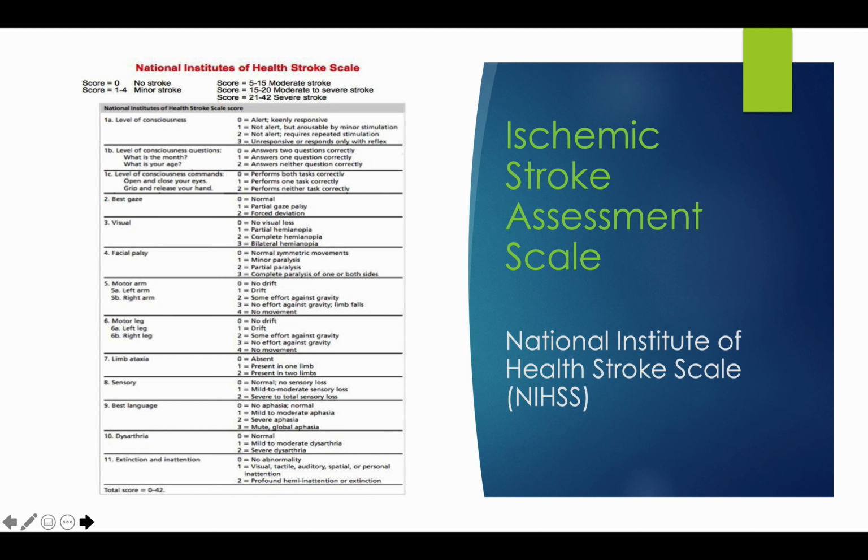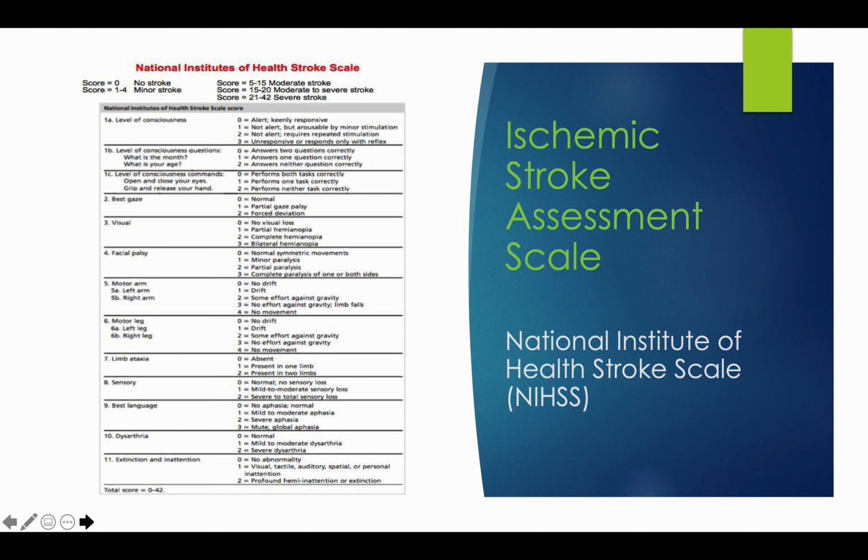You're going to check their sensory. If it's normal sensory with no sensory loss, they would receive a 0. If it's mild to moderate sensory loss, you'd give them a 1. That would be if you're pinching their nail beds or causing pain in their nail bed. Or if it's severe, that there's no response at all, total sensory loss, they'd receive a 2. You're assessing the patient's best language. If there's no aphasia and it's normal language, they'd receive a 0. If there's mild to moderate aphasia, they'd receive a 1. If severe aphasia, that they're expressive or receptive, they'd receive a 2. If they are mute, if they are intubated or globally aphasic, they would receive a 3.